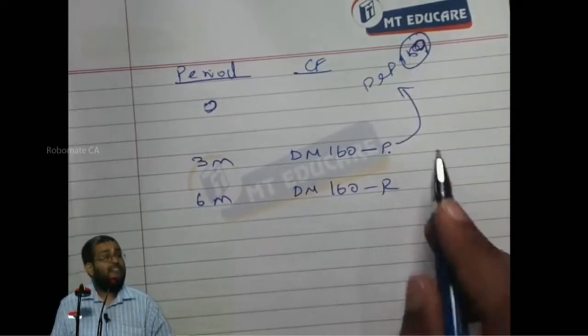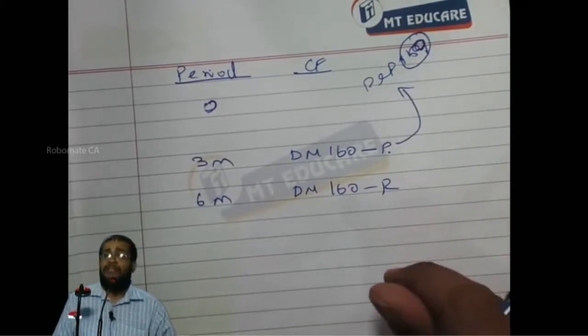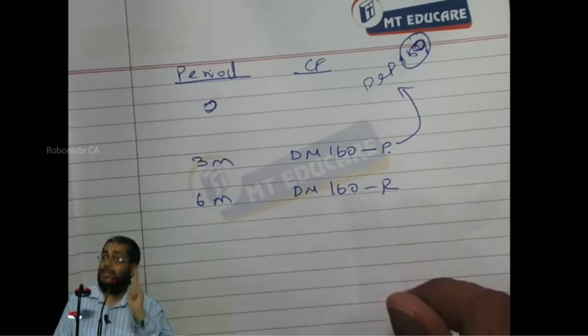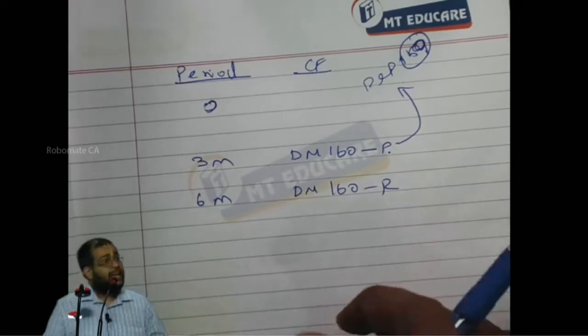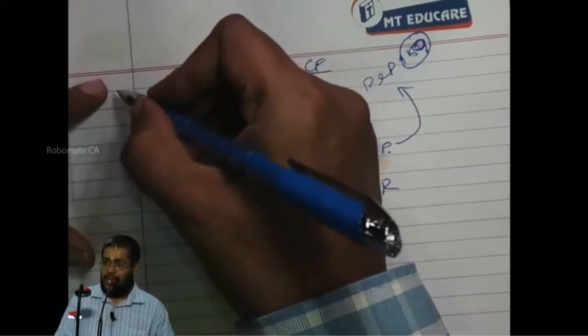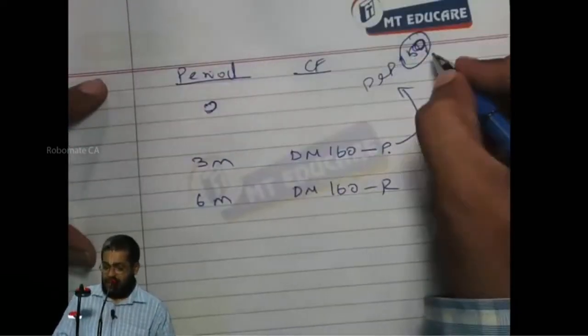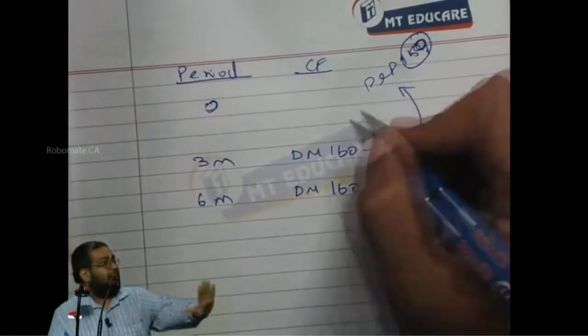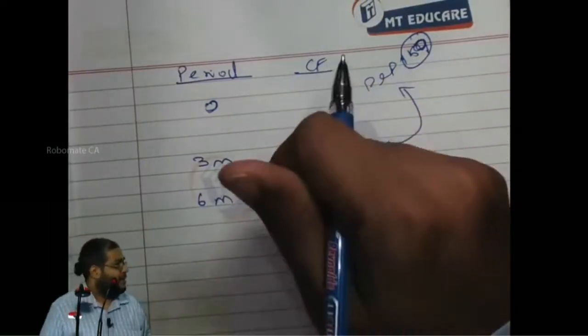160 Deutsche mark, which can be used to settle my payable. This is something similar to the money market hedge, right? In the money market hedge, what do I do? I'll borrow the necessary dollars today, convert using spot, buy 159 Deutsche mark, and then deposit. This is called the money market hedge, right?